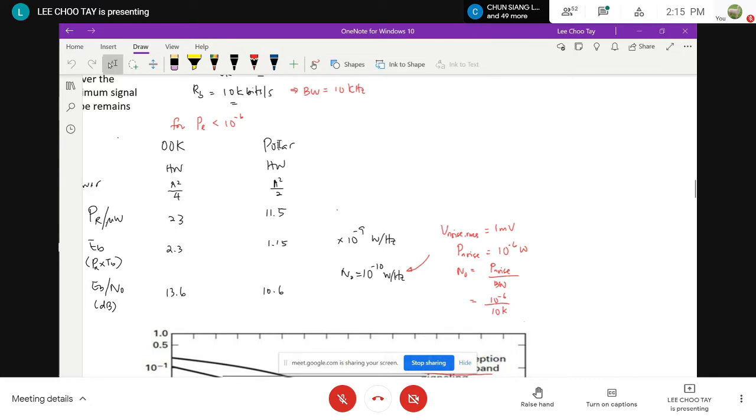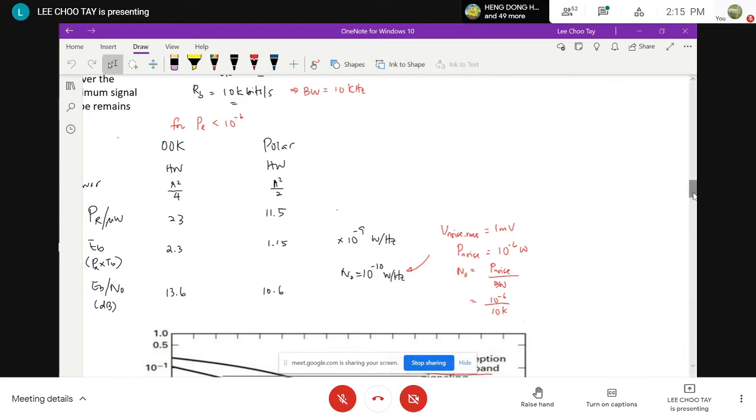And then for polar, again, I take this value, divide by this value, and then take the log, because this is already in power. So I take 10 log of the ratio. That will give me the value in dB. For polar signaling it is 10.6.